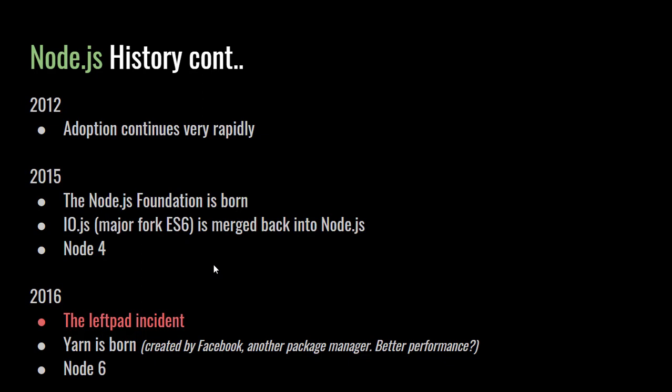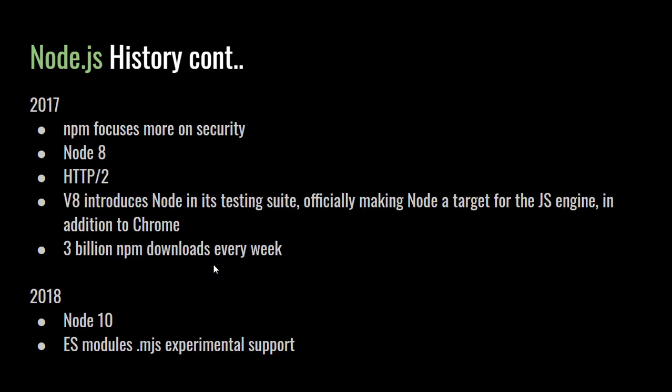So Yarn is a direct competitor to npm, another package manager that Facebook created. So they say it's a bit more performant, and maybe at one time it was, and then Node package manager increased their performance, and you know what? There's two camps again, but competition is good. Node 6 is released in 2016. 2017, so now we're getting closer to where we are. npm focuses more on security, which is a good thing.